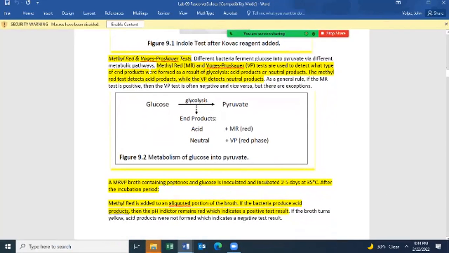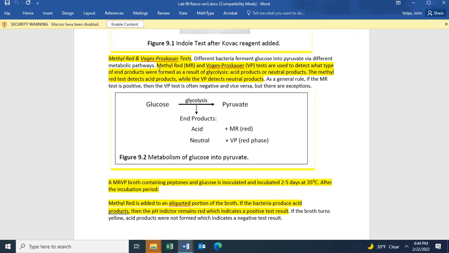Methyl red and Voges-Proskauer tests are two tests that are normally started together in the same tube. And then the tube is divided into two parts, one part to do the methyl red test and the other part to do the Voges-Proskauer test. Any questions about any of that?